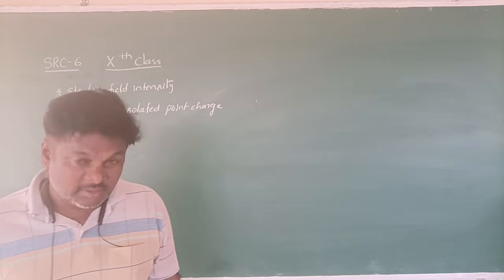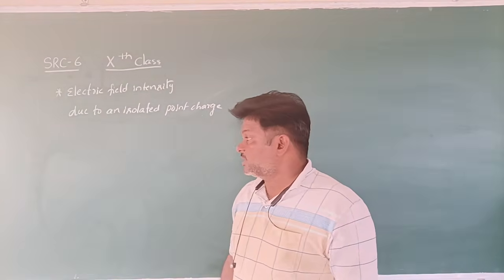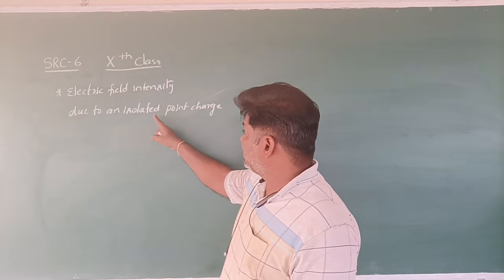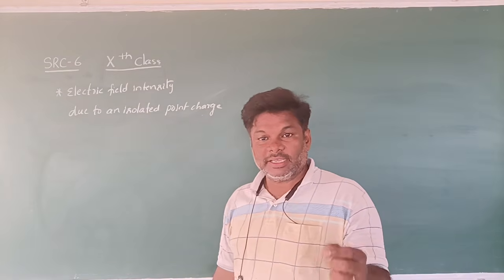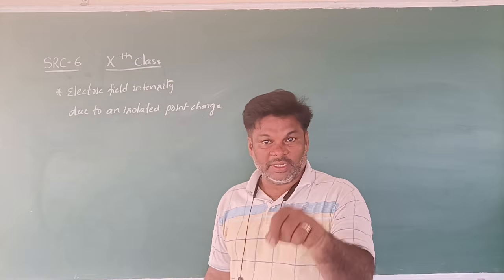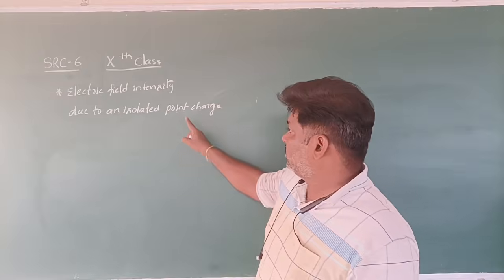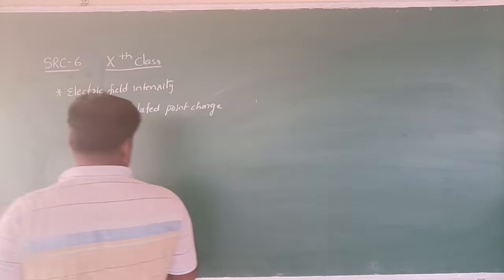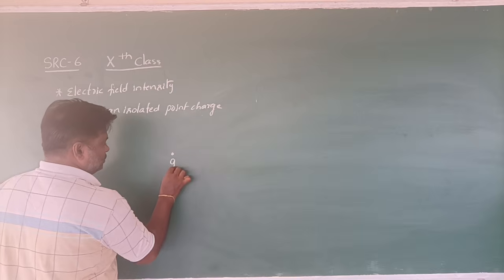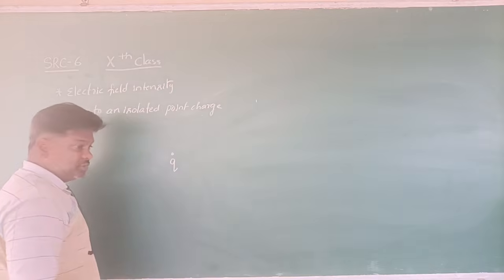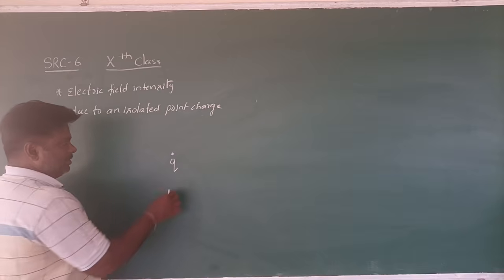Good morning, students. In today's class, we are going to derive the equation for electric field intensity due to an isolated point charge. Electric field intensity, or electric field strength, is a vector. We already discussed that. Consider a charge q around which its field is spread.